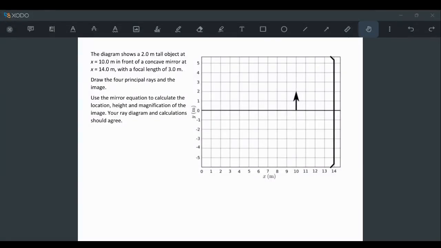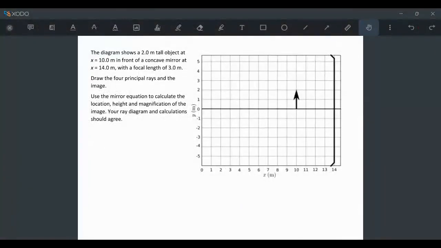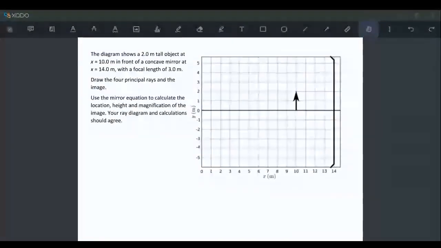Okay, so question one is on the screen in front of us. It says a diagram shown has a 2 meter tall object. It's positioned at x equals 10. It's in front of a concave mirror at x equals 14. And there's a focal length of 3.